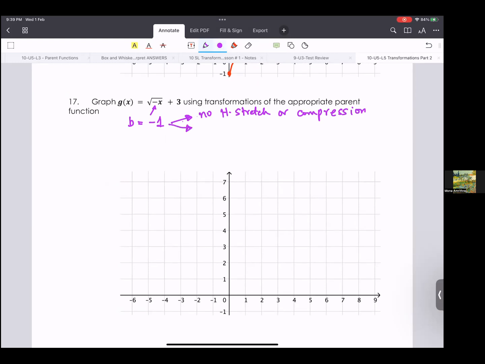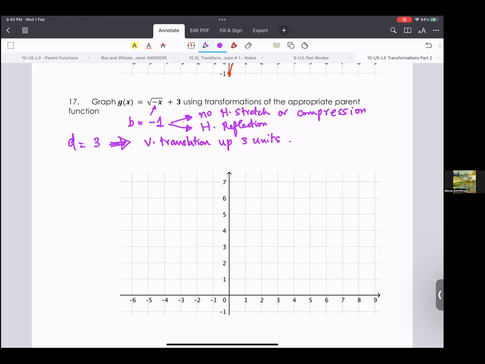And then you can say there is, however, a horizontal reflection, right? Also, we have something else going on. The d value is 3. So d equals 3. What does that mean? This means it is a vertical translation up 3 units. Okay. I hope that's clear.